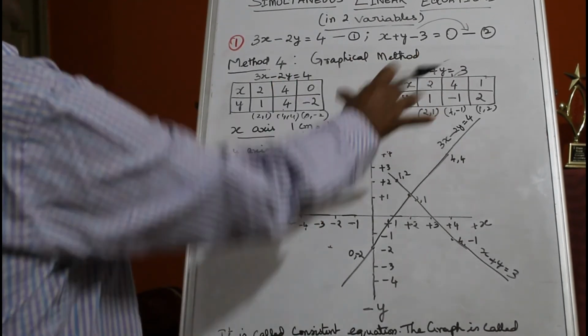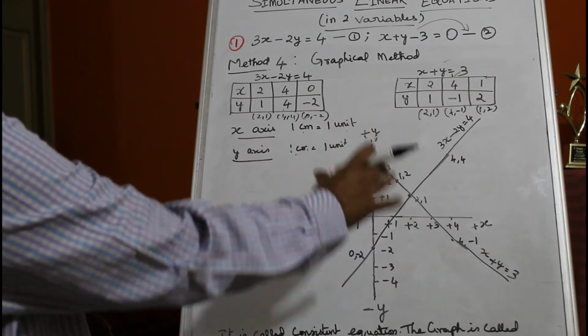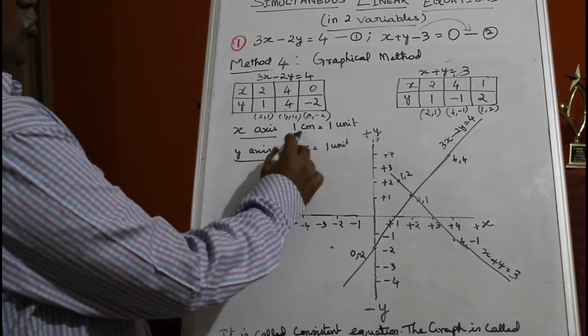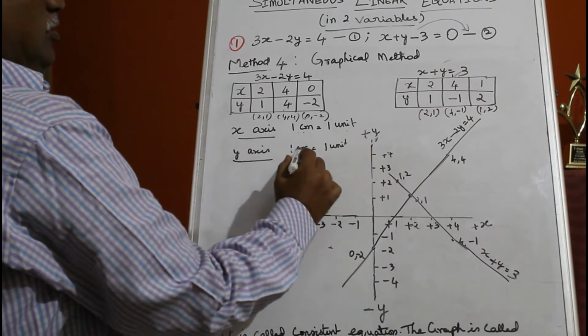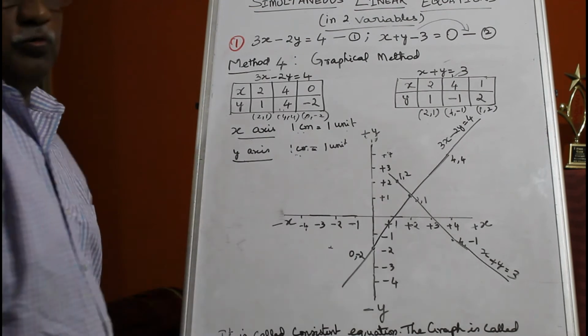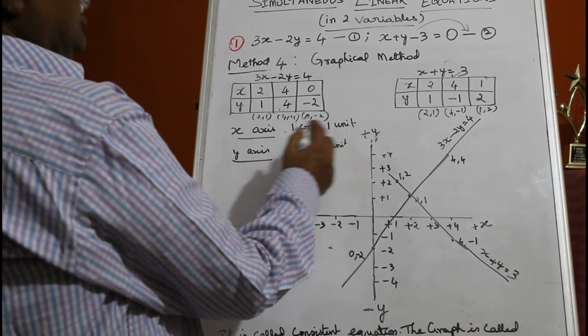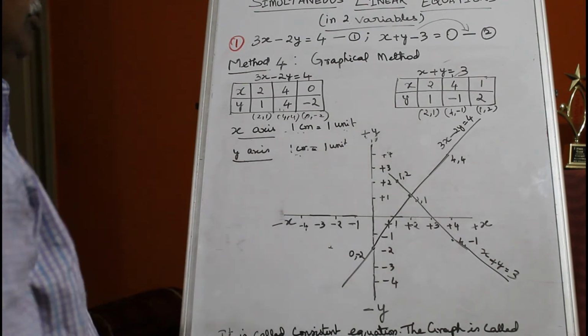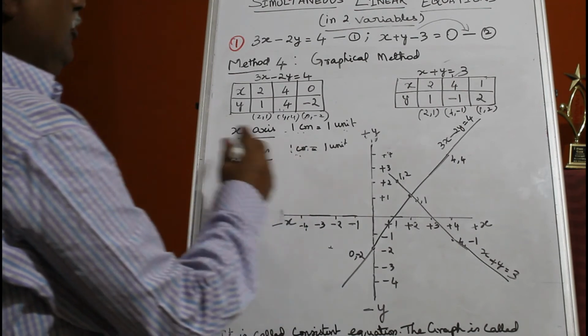After doing the tables, we plot the points now. This is an approximate graph only. On the x-axis, 1 centimeter is 1 unit because the maximum value is only 4. On the y-axis, 1 centimeter you can put as 1 unit. The y-axis also has maximum 4. If the values are quite big, you must take 2 centimeters as 1 unit. Even some sums will have 5 centimeters or 10 centimeters. Here 1 centimeter is 1 unit. Now we must plot the points.